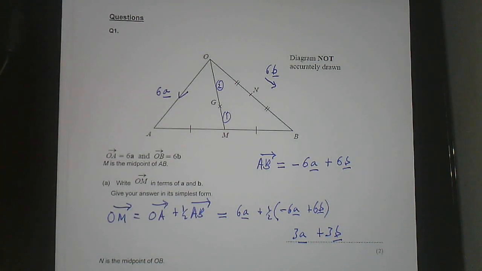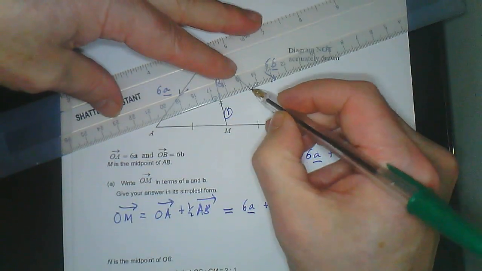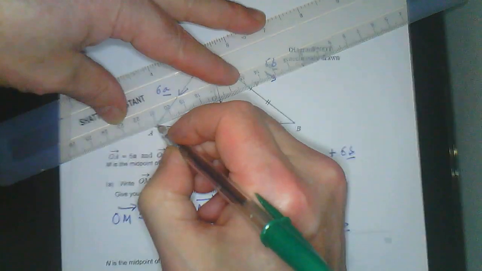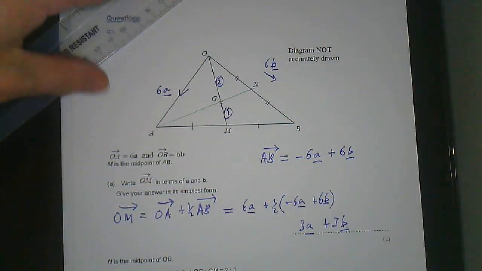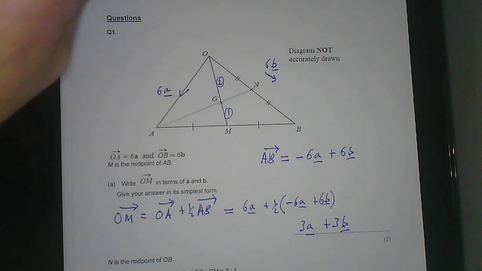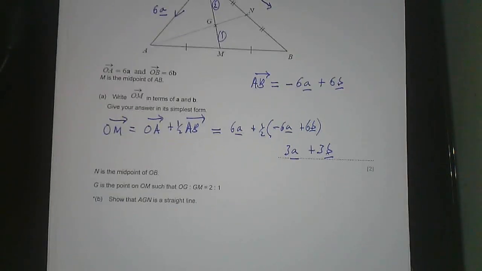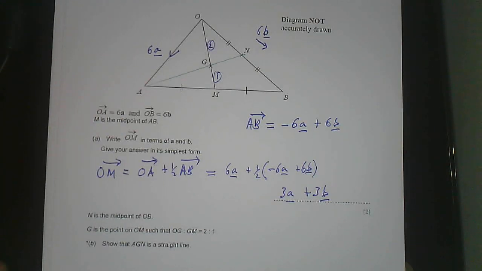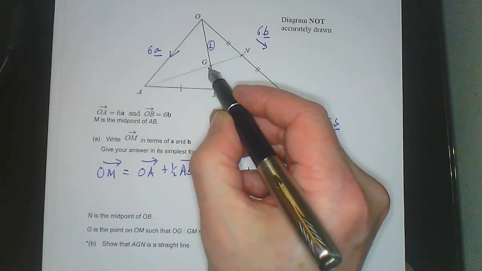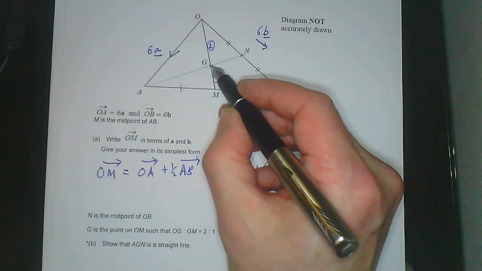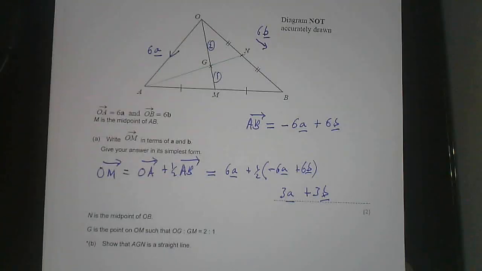Let me get a different color. So the line we're thinking about is AGN. It's not quite right on here. There we go. It's that green line on there now. AGN is a straight line. So another way of thinking about this supposed straight line, because G is a common point to the line AGN, then all we need to do is show that AG is parallel to GN, and because it's a common point, they must form a straight line. So we're just going to consider AG and GN.